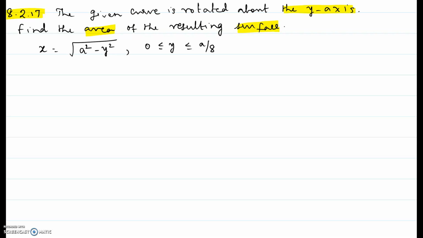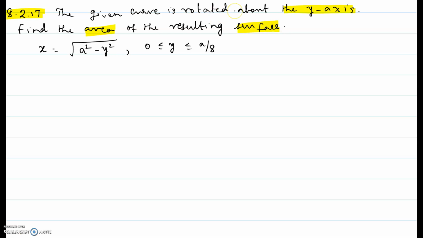Hi, in this video, I will be showing you problem number 17 of chapter 8, section 2. The given curve is rotated about the y-axis. Find the area of the resulting surface. x equals the square root of a squared minus y squared, where y lies between 0 and a over 8.